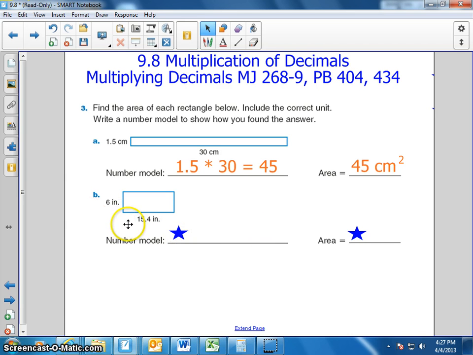This one, on the other hand, is a little more difficult, and we're going to have to use our multiplication chart again. So, using the lattice method and multiplying 6 times 15.4, we get the answer of 92.4. And the answer is 92.4 centimeters squared. And in Class Smart, we're going to take a look at multiplying decimals again. So, using the facts that I gave you, hopefully it makes a little more sense now.